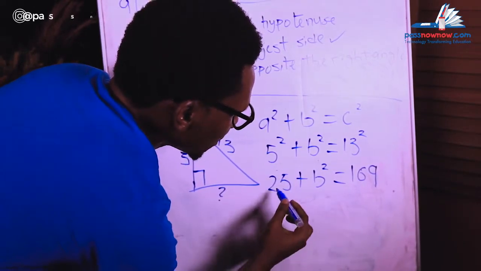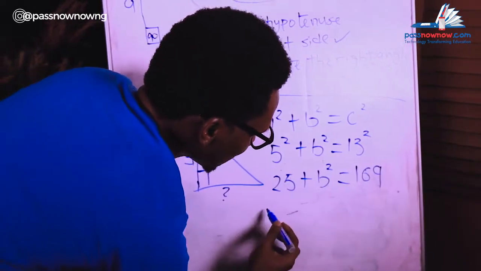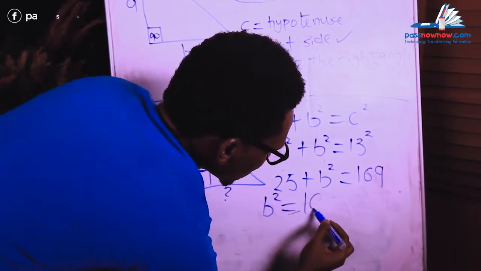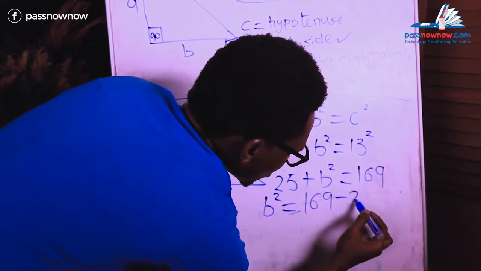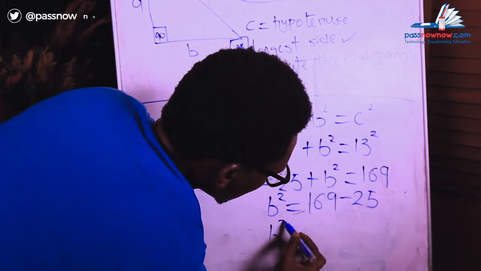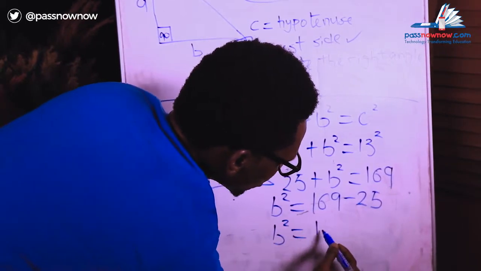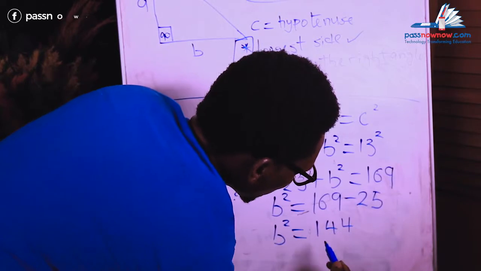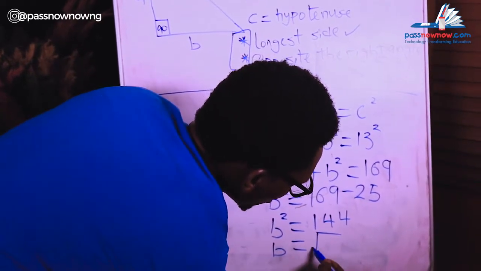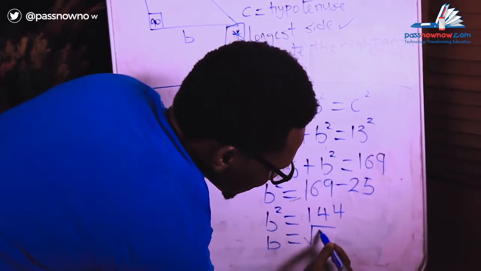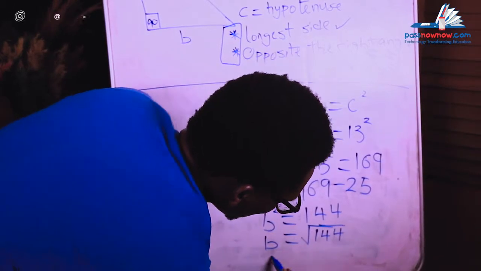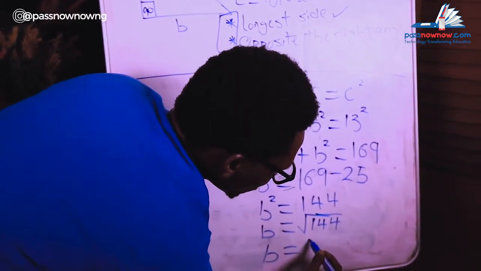Basic arithmetic, you know 25 goes to the other side. There's B square equals 169 minus 25. So B square equals 144. Then your b will be equal to the square root of 144, and that gives you what, class? Your b equals 12.